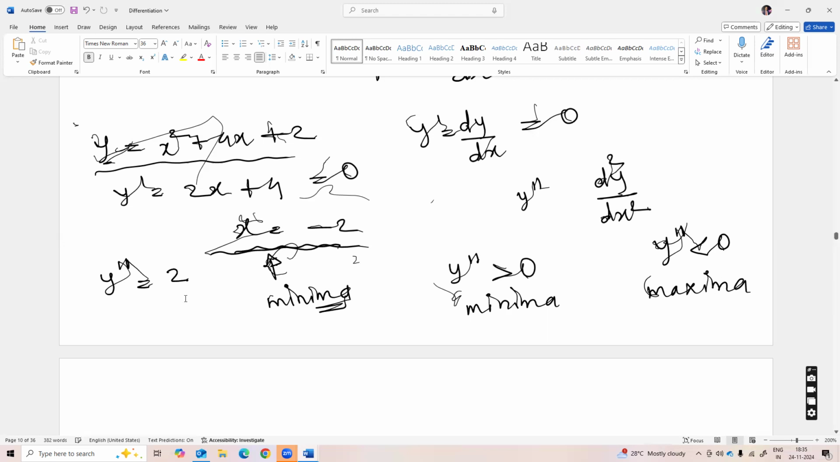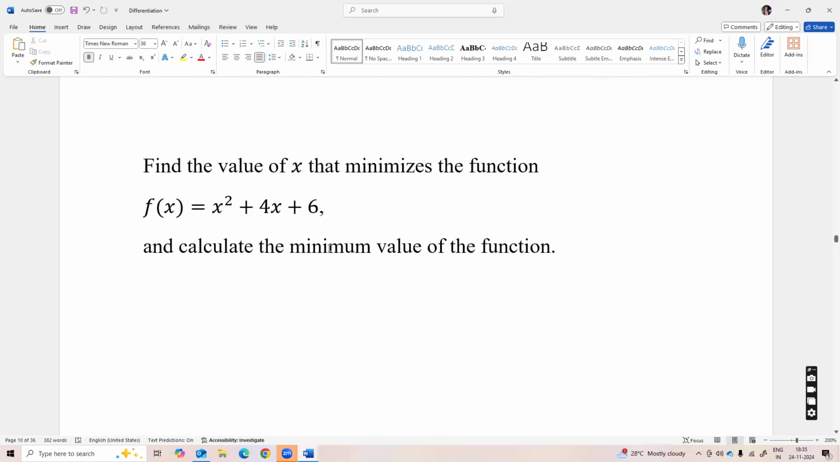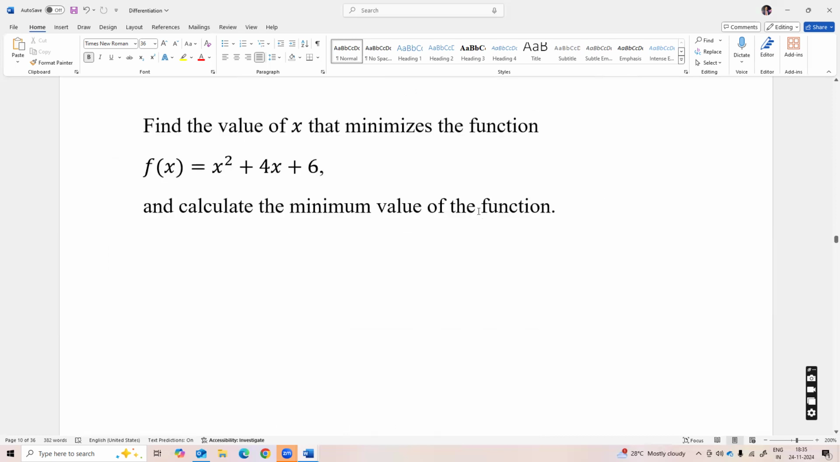So let's take two examples. First is to find the value of x that minimizes the function x square plus 4x plus 6. The given function is f of x equal to x square plus 4x plus 6.